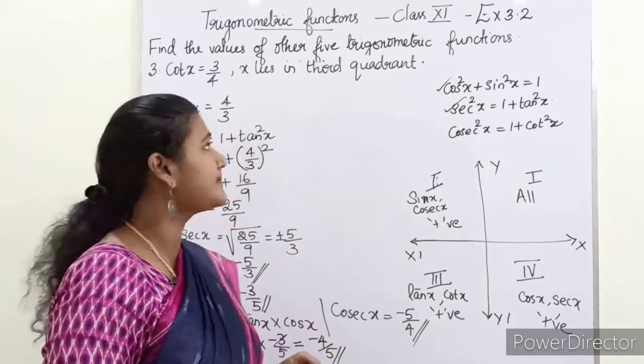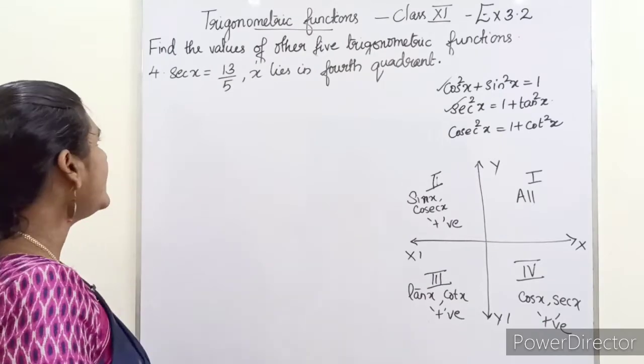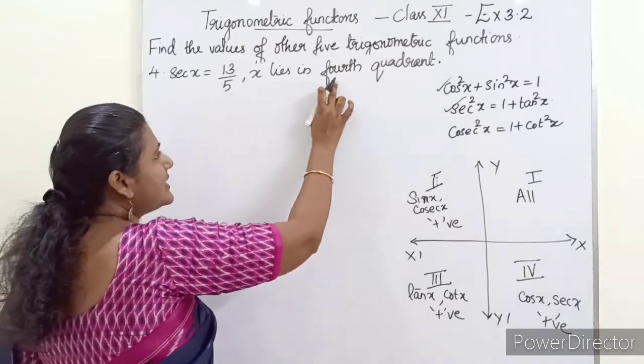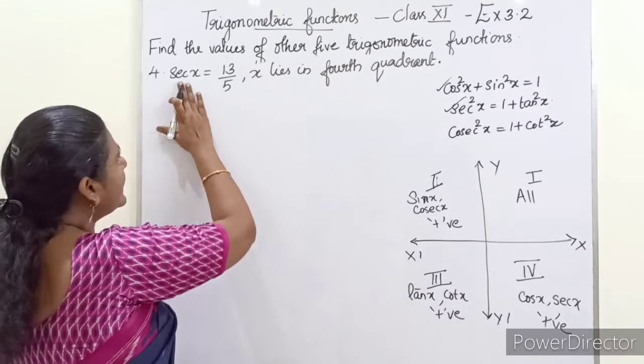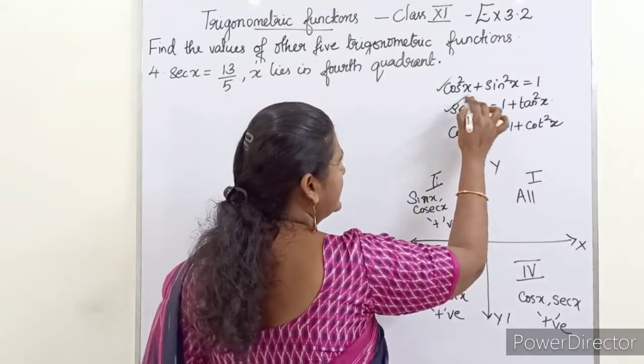Now the next question. Question number 4: sec x is equal to 13 by 5, x lies in the fourth quadrant. So we have the sec x value here. We will use this identity.